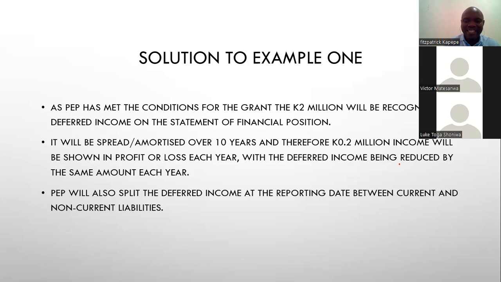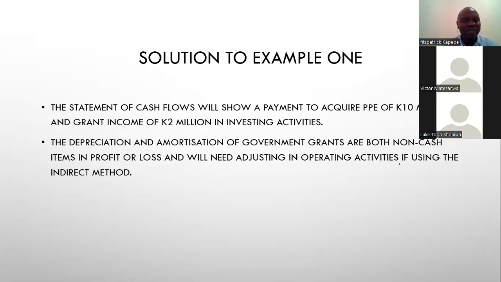Yes. The statement of cash flows will show a payment to acquire PPE of 10 million and grant income of 2 million in investing activities. The grant comes in as 2 million because it's part of the investing, so it will show in there. The 10 million will come in as a cash outflow. The 2 million will come in as a cash inflow. So it will net off, giving you 8 million.